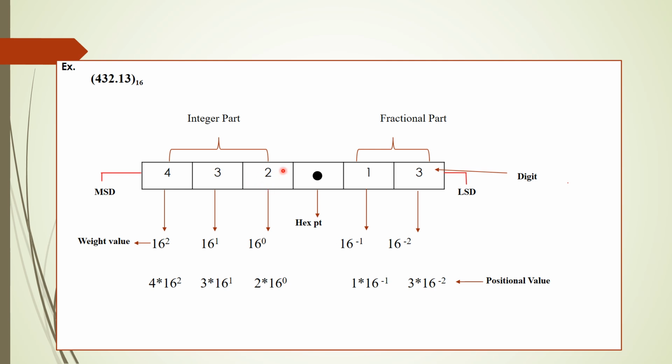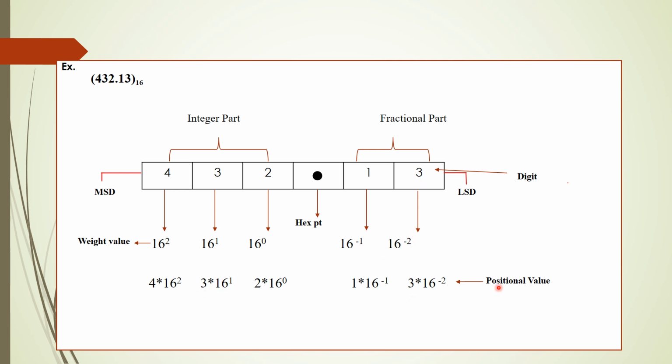Weight value for 2 is 16 raised to 0. Weight value for this 3 is 16 raised to 1. Weight value for this 4 is 16 raised to 2. In the same way, in the fractional part, the weight value for this 1 is 16 raised to minus 1. Weight value for this 3 is 16 raised to minus 2.